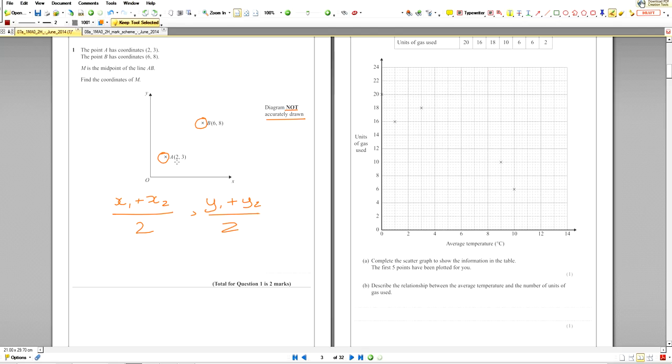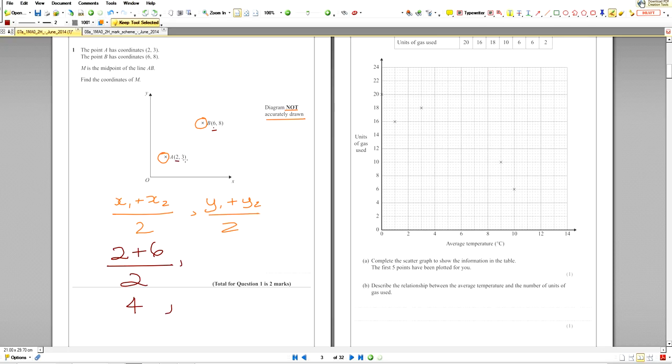So what is my x1 value? My x1 value is 2. It doesn't matter which one you call x1, whether it is A or B, but I'm going to call that x1. And there's my x2 value. So it's going to be 2 add 6 divided by 2. 2 add 6 is 8, divided by 2 is 4. I'm just going to put a 4 down here for the moment.